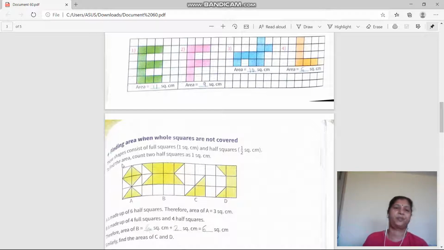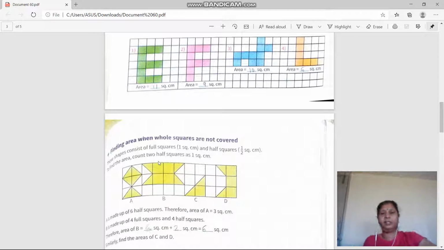See here, these shapes consist of full squares and half squares. A full square we take as 1 square centimeter and a half square we take as 1/2 square centimeter. To find the area, count 2 halves as 1 square centimeter. Listen carefully: a whole square is 1 square centimeter, and 2 halves are equal to 1 square centimeter. Get it? So let's start.